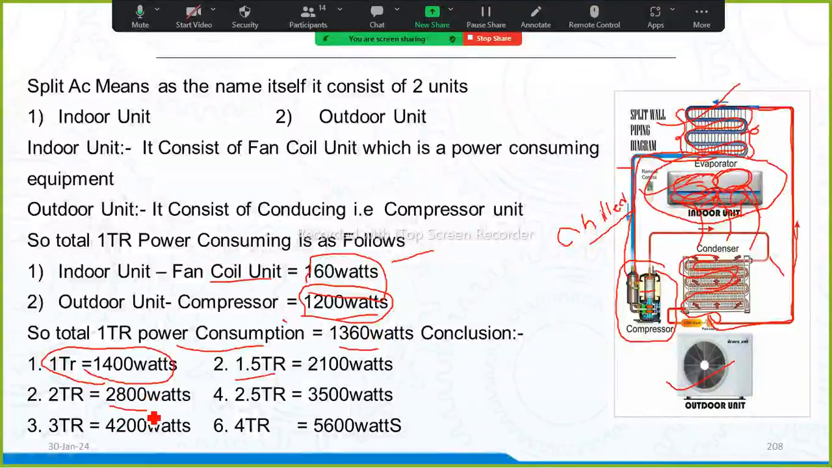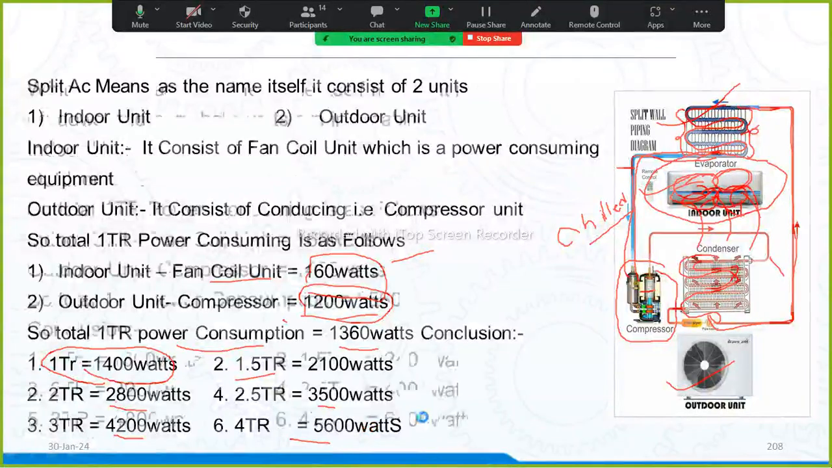2 ton is 14 plus 14, 2800. 2.5 ton is 2800 plus 7, again 3500. Then 3 ton is 4200 and 4 ton is 5600. So up to 4 TR we have split AC. But if it is more than that, obviously we go with centralized air conditioning. But in the market generally up to 4 TR you will get a split AC.